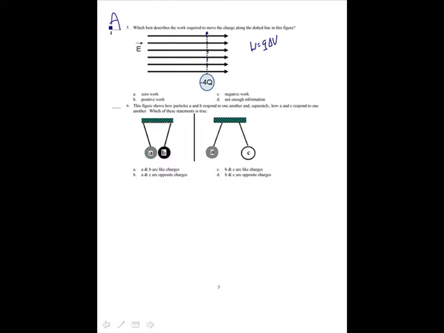This figure shows how particles A and B respond to one another. Let's see, A and B are like charges. That's not true because they attract one another. They're actually opposite charges. A and C are opposite charges. That's not true. They're like charges. And now let's see, B and C are like charges, or B and C are opposite charges. Well, let's just say, what if A is positive? That means that B is negative. A is positive, so C is also positive. So B and C are opposite charges. That's D. Number 6 is D.